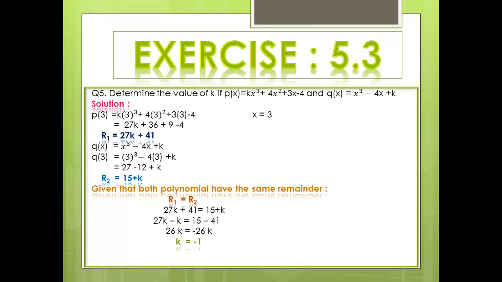To check whether your answer is correct or not, in the remainders R1 and R2 you put the value of minus 1, and you see the sides are equal. Both sides become equal.